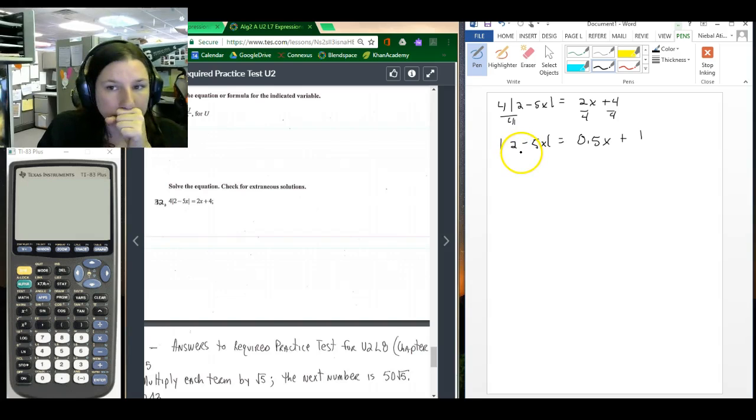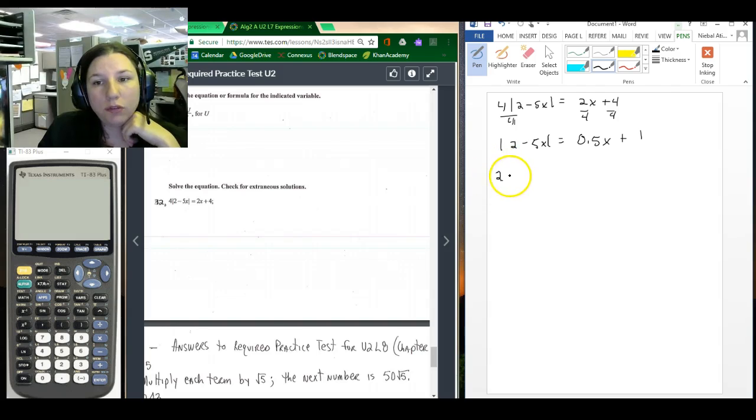Now from here, I need to get rid of these absolute value symbols, so I'm going to write 2 separate equations, positive, and then the negative, but it's the negative of all of this. Okay, so that needs to simplify to 2 minus 5x equals negative 0.5x minus 1, which we can solve.